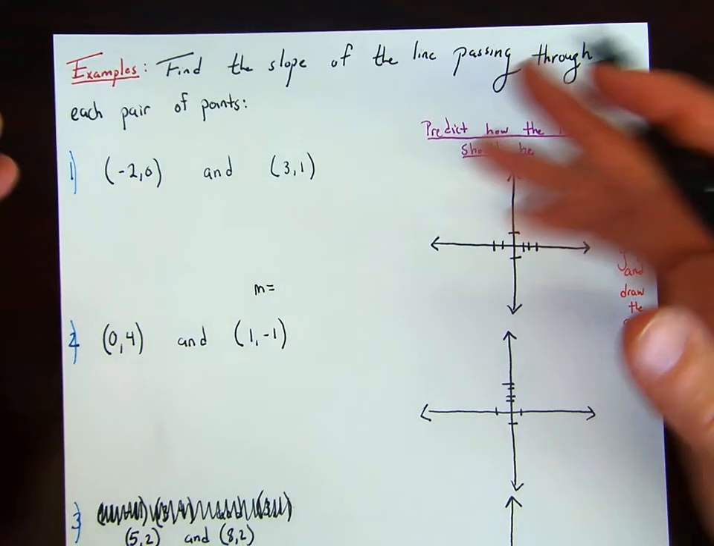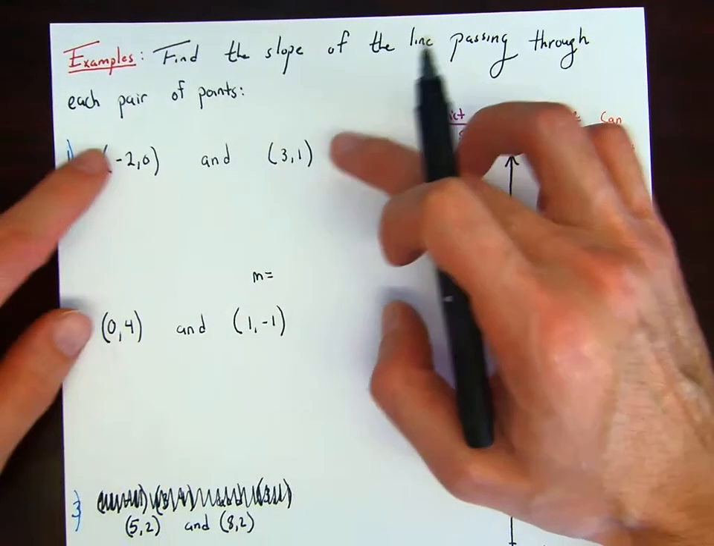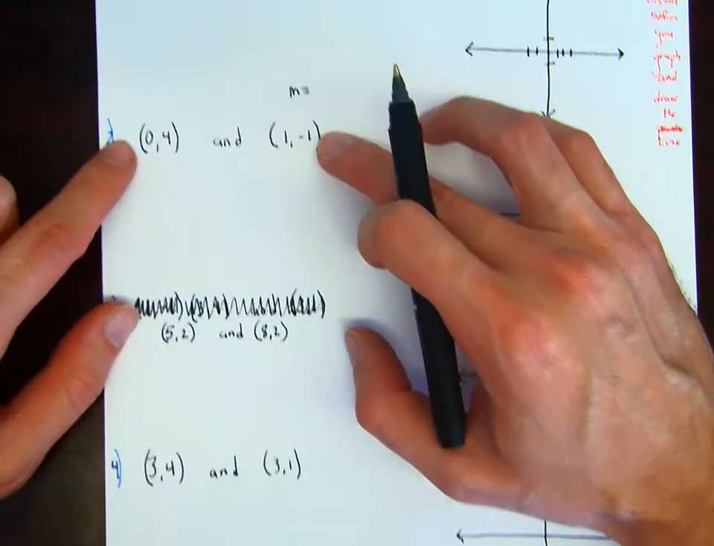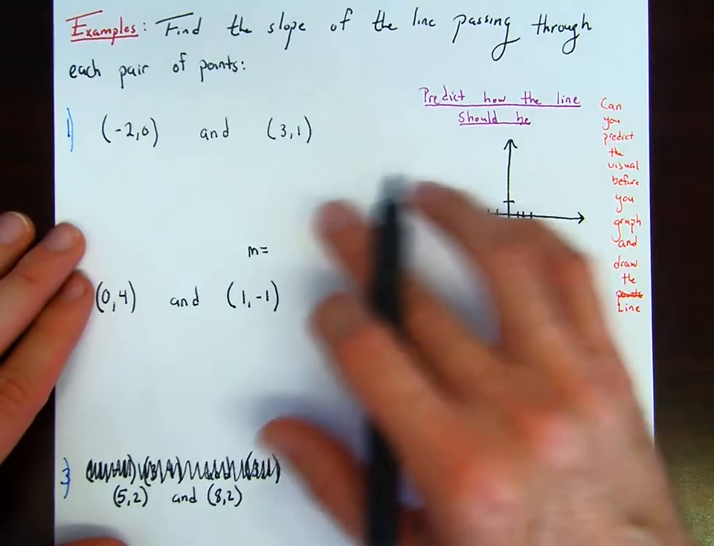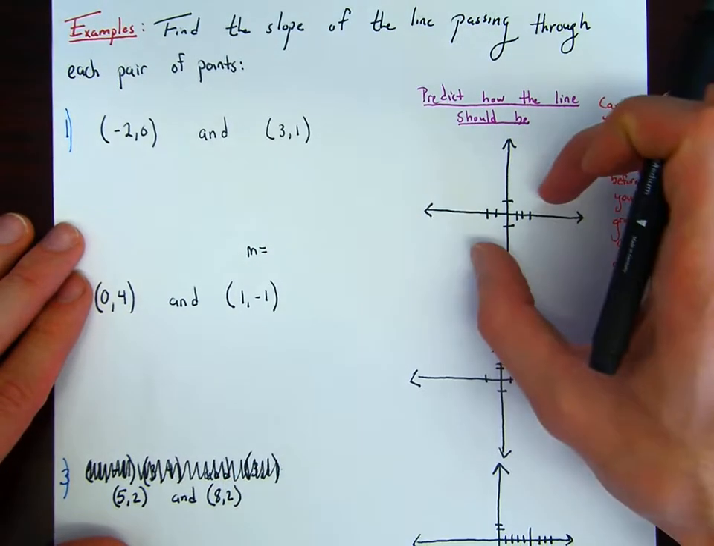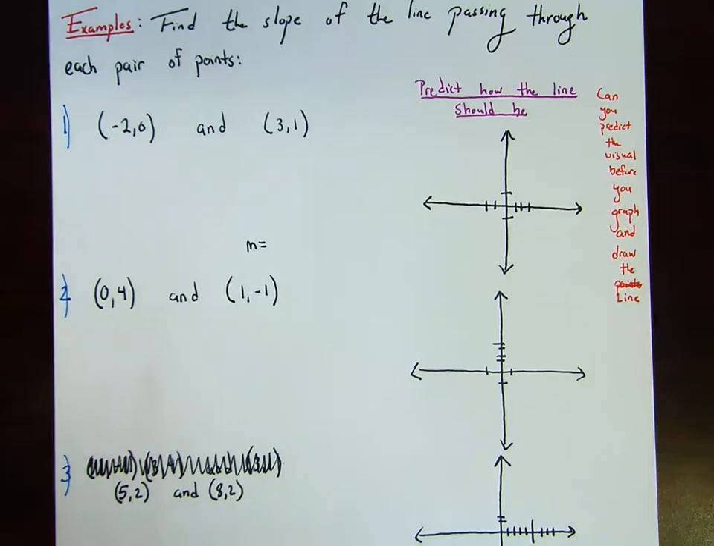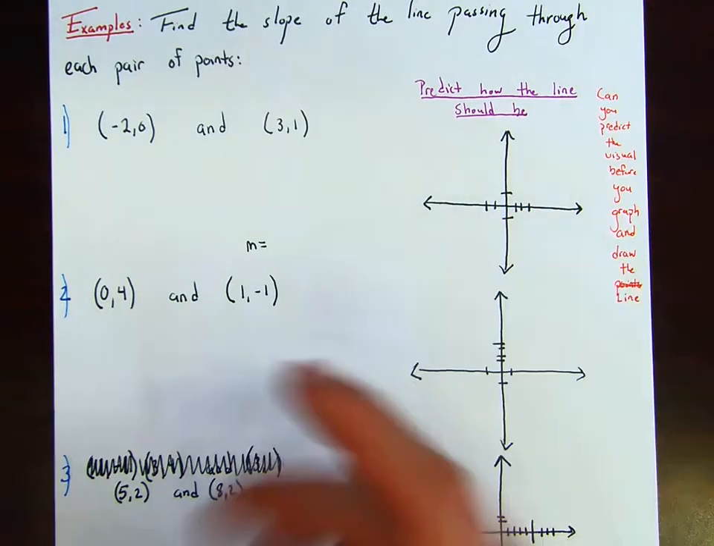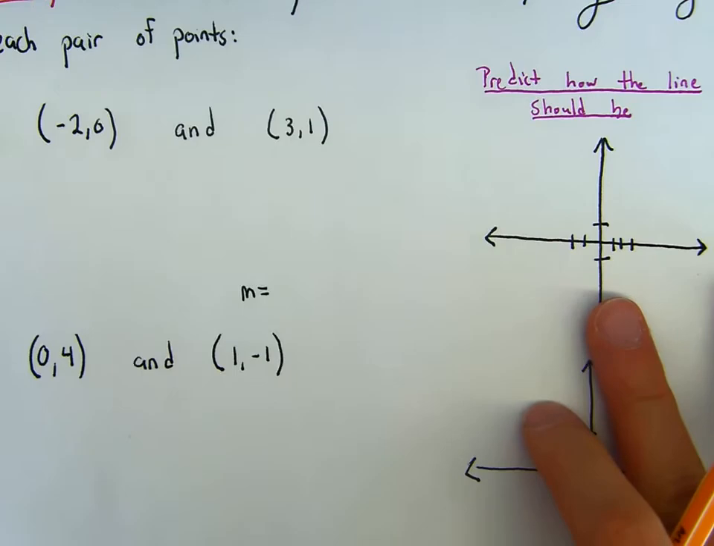So take your time, pause the video, find the slope for these 2 points, for these 2 points, for these 2 points, and these 2 points. And then once you get the slope, predict what you think the graph should look like, okay? All right, so here, we could do each one together, right? So let's say you pause the video and you want to see how it's done. Let's take a look over here.